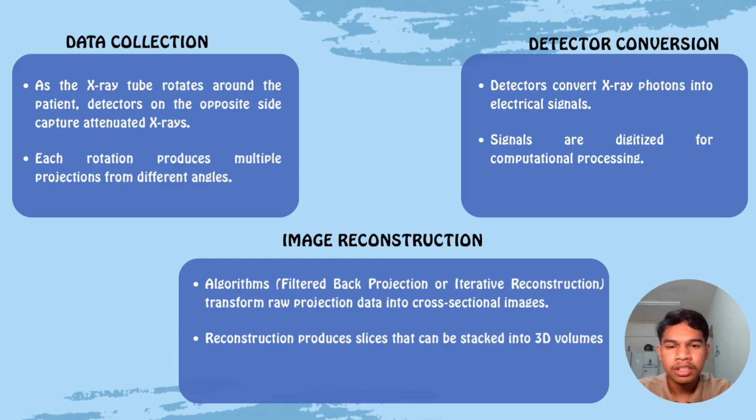And lastly, for image reconstruction, algorithms such as filtered back projection or iterative reconstruction transform raw projection data into cross-sectional images. Reconstruction produces slices that can be stacked into 3D volumes. That's all for the image acquisition process.